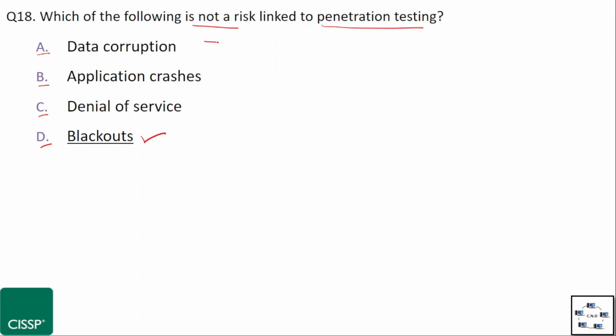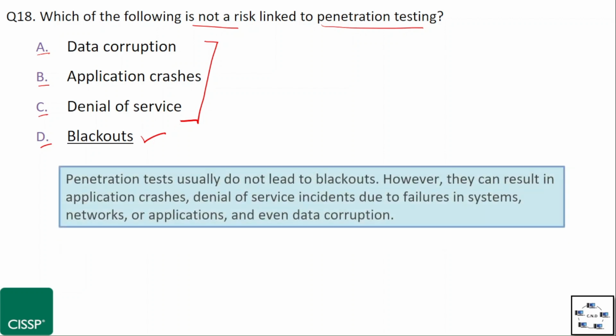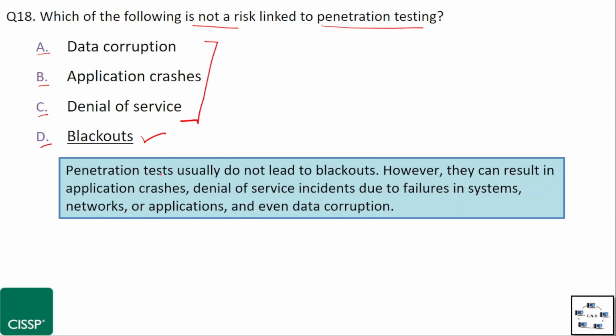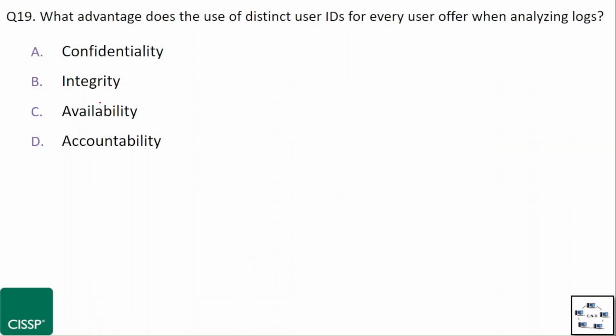So during penetration testing, all these can occur. The data can corrupt, application can crash, and the services can become unavailable, while blackout is an unrelated term which refers to lights out or power outages. So this does not occur during penetration testing. Penetration tests usually do not lead to blackouts. However, they can result in application crashes, denial of service incidents due to failure in systems, networks or applications, and even data corruption.